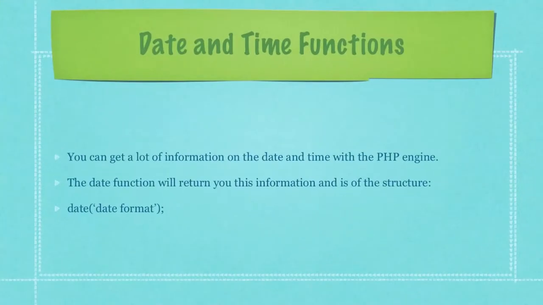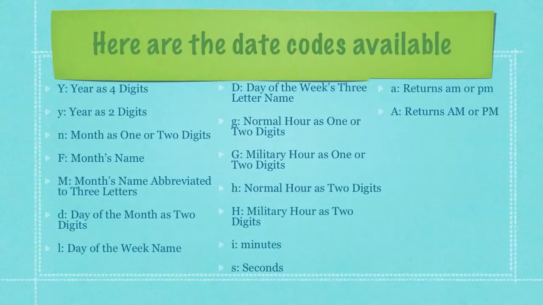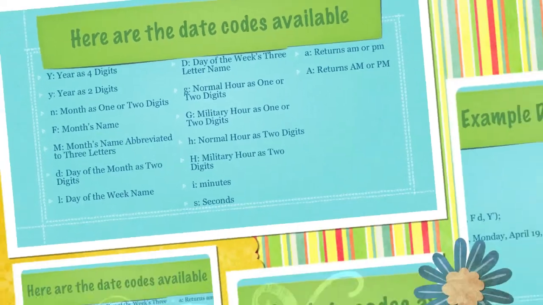You can get a lot of information on the date and time with the PHP engine. The date function is used to return you this information, and it has the following format. Here are all the date codes available for you to use with the date function. Pretty much everything you can think of that you'd want passed in regards to date or time.